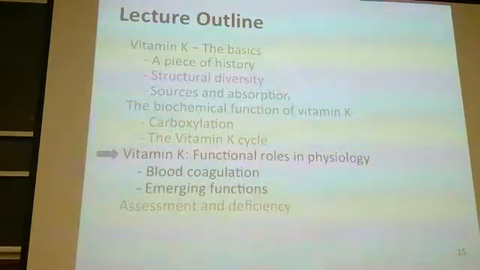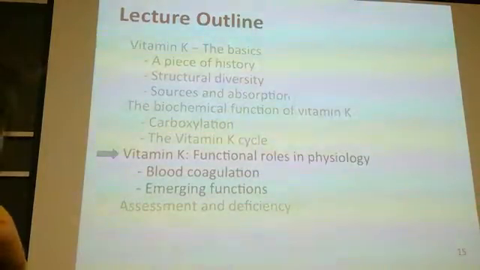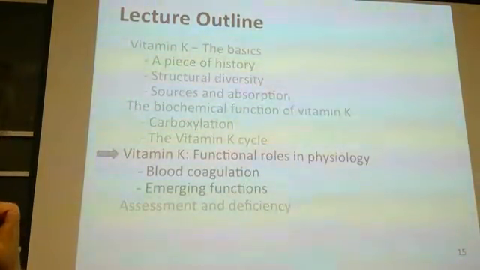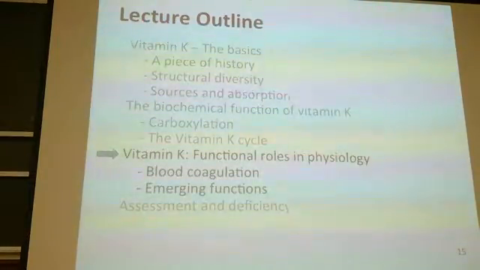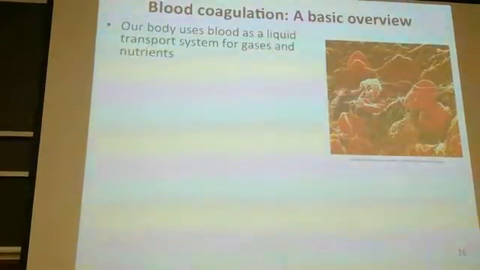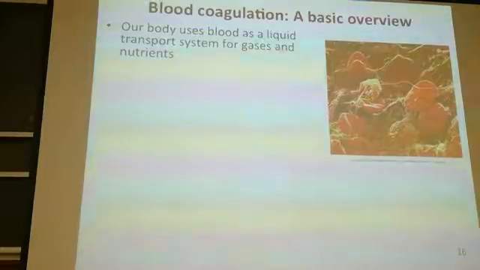Okay, so let's move on to coagulation. Any questions on biochemistry here, the carboxylation or vitamin K cycle? Okay, so why is carboxylation important? Why is it related to coagulation?